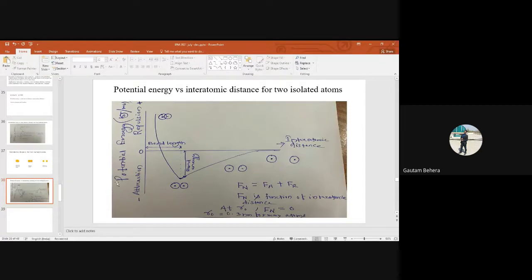But what happens to the potential energy? You can see the moment they are coming closer to one another, the potential energy will decrease. You can see the curve is going down because the potential energy is decreasing, right? So they are moving towards an equilibrium condition, or you can say they are moving towards stability. Stability is inversely proportional to potential energy, right? The potential energy is decreasing, so they will acquire a stable configuration, right?